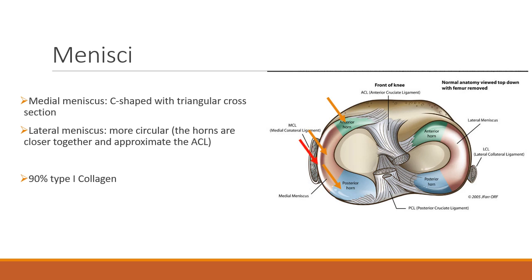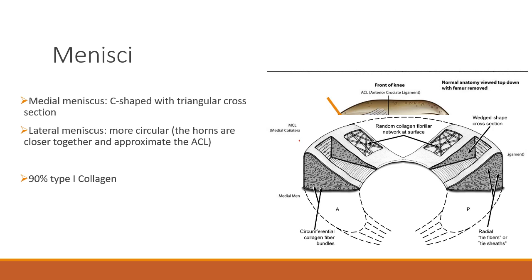The body of the medial meniscus is firmly attached to the MCL. That makes it more fixed, rigid, and not flexible, while the lateral meniscus is not attached to the lateral collateral ligament. That makes it more flexible.